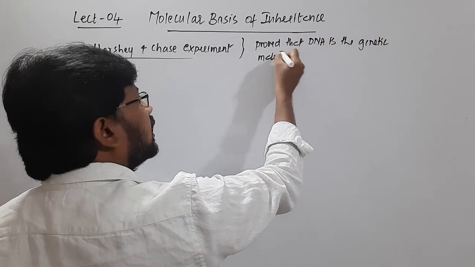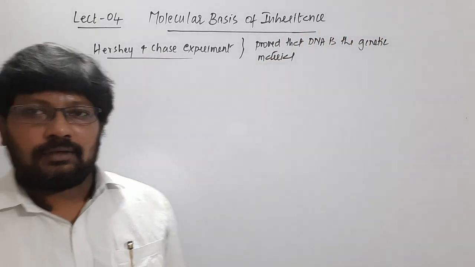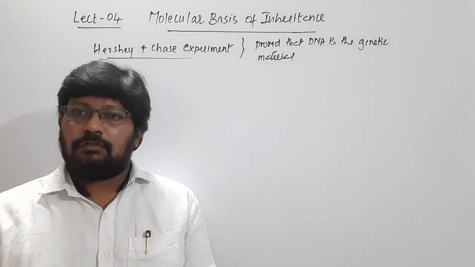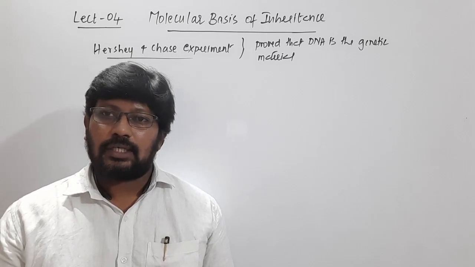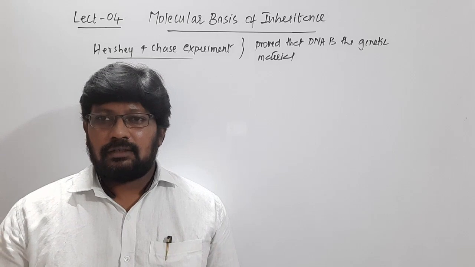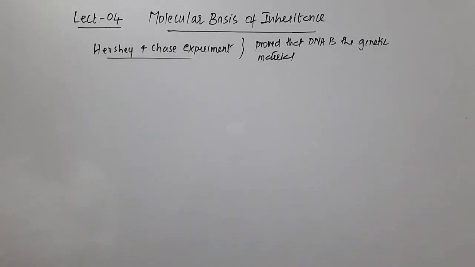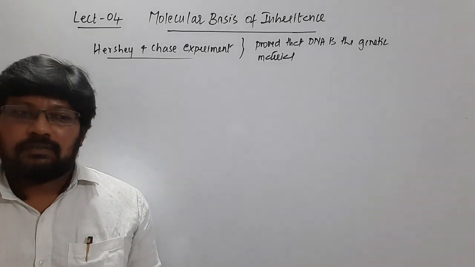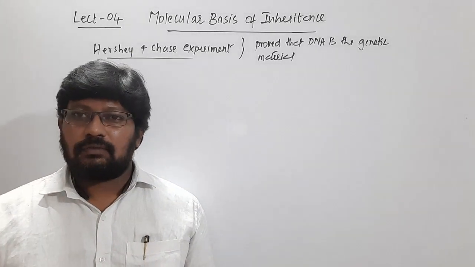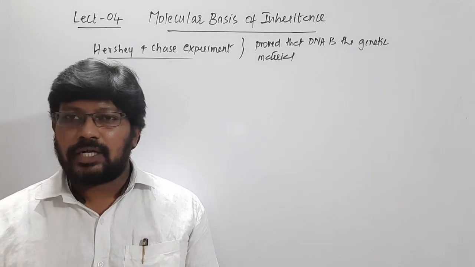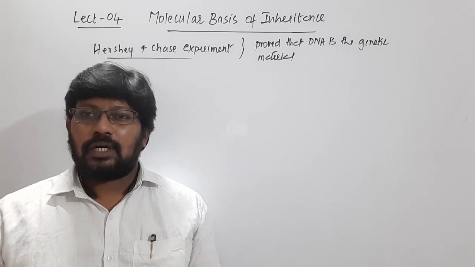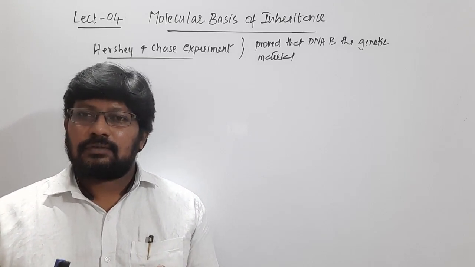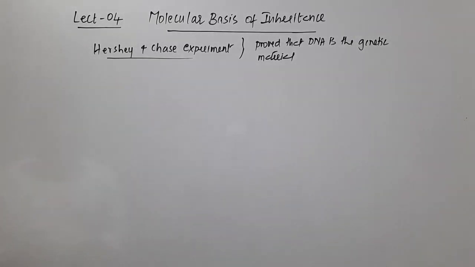I already told you that many scientists voted for proteins because the majority of molecules that exist in living organisms are proteins, and they thought the proteins are the transforming agents or the genetic material. With this experiment, it was finally concluded, and there is no doubt whether the protein or the carbohydrate or the DNA or RNA is the genetic material. Once and for all we came to the conclusion that DNA is the genetic material with this experiment, the Hershey and Chase experiment.